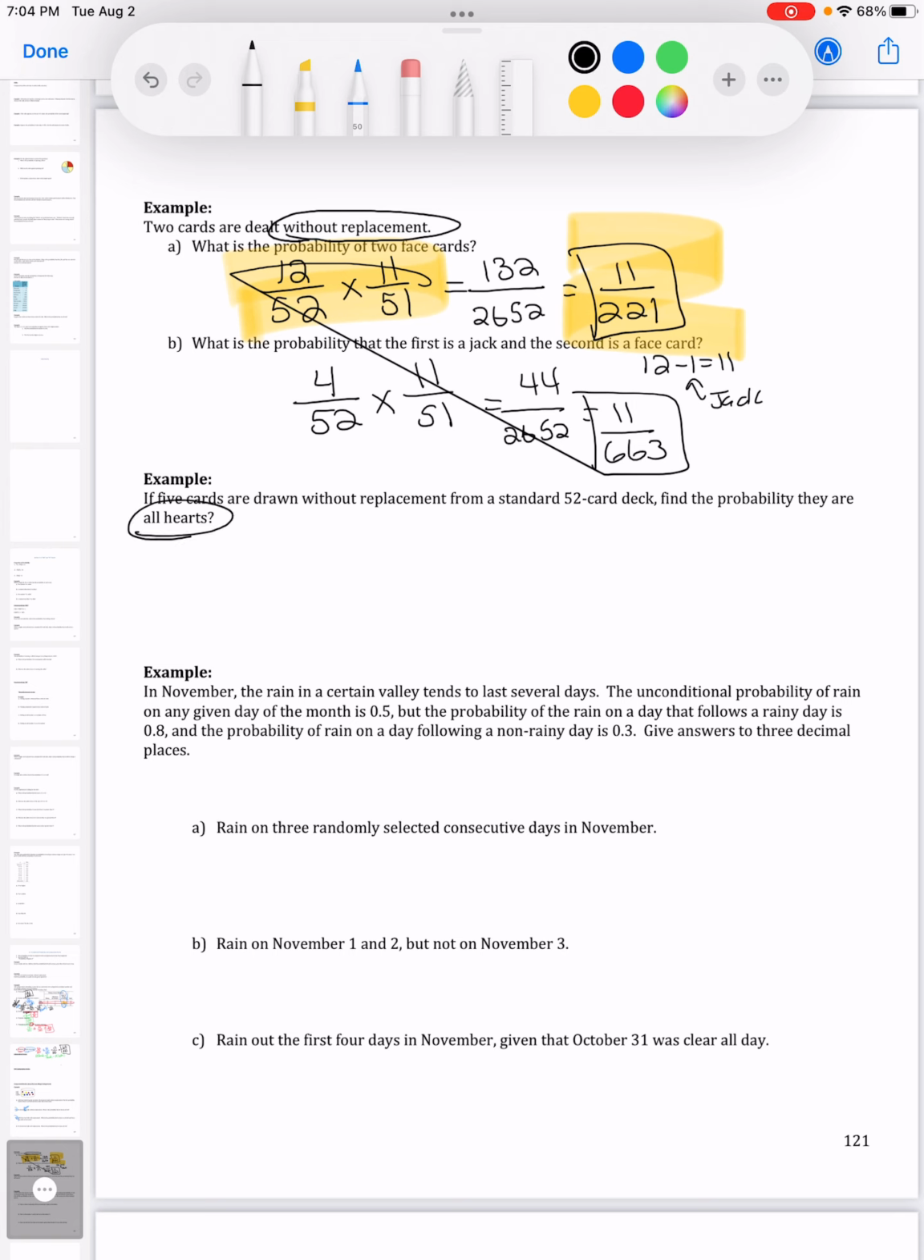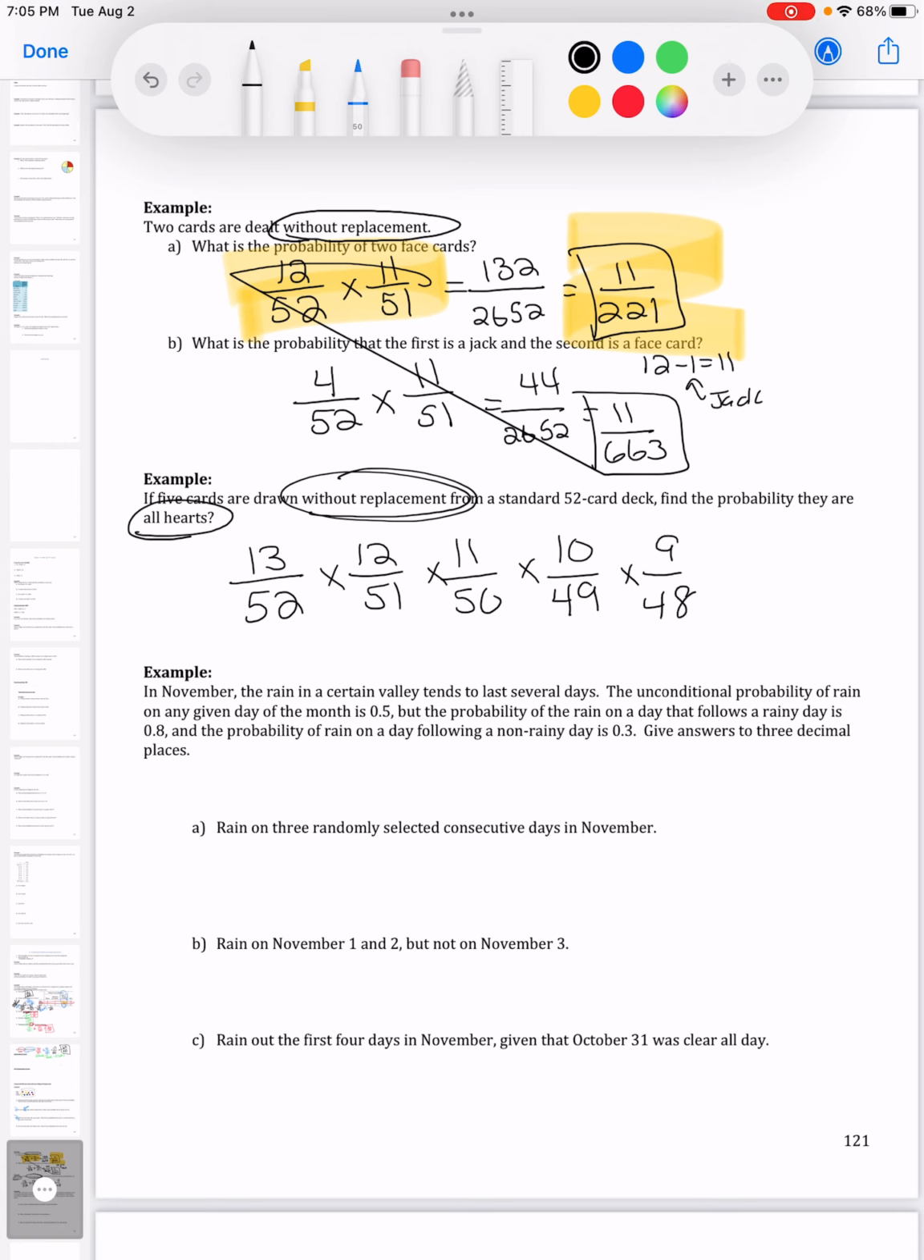So in this one we wanted hearts. There are 13 hearts out of 52 cards, and again, it's without replacement. So I'm going to be reducing down each time, and I'm going to do this 5 times because I was drawing out 5 cards. Now this one, some calculators cannot reduce down, so I am not going to reduce it down. It's so large that calculators have trouble with it.